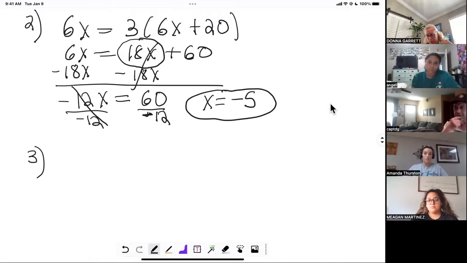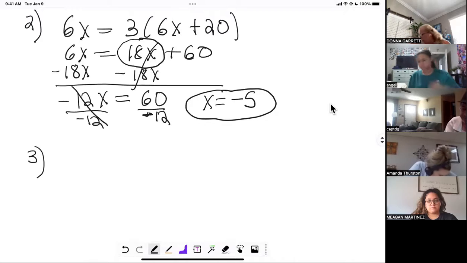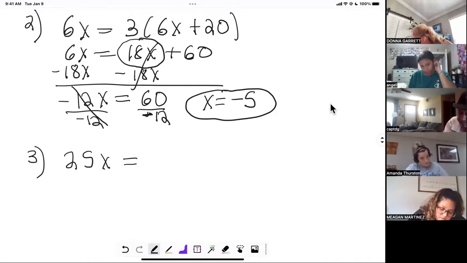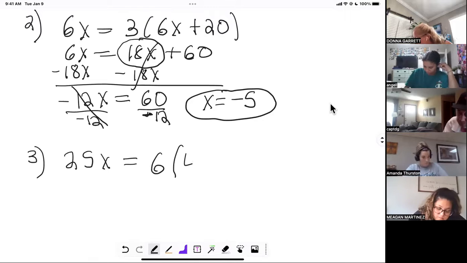Okay, let me make up one. Let's see. Well, let me find one. I want it to come out right. Okay, so here we go. Ready? 25x is equal to 6 times 4x minus 9.